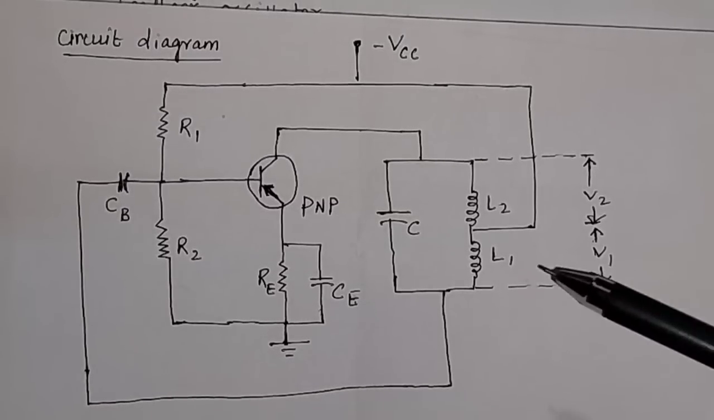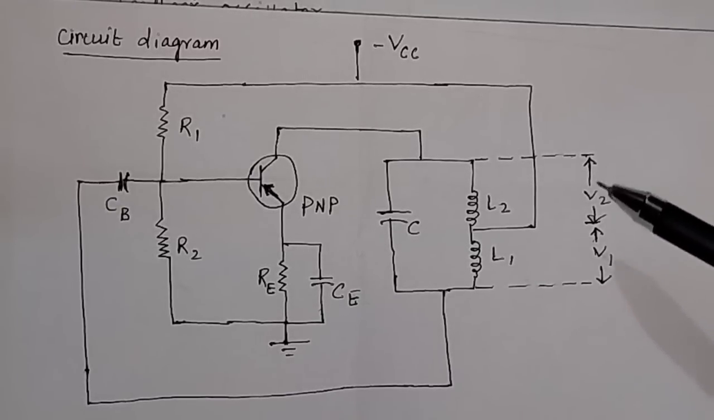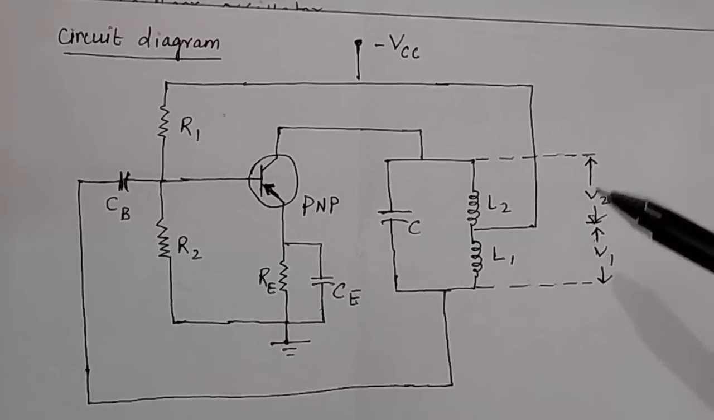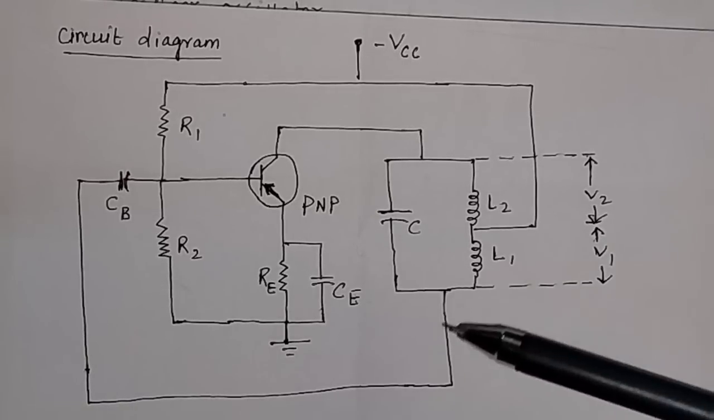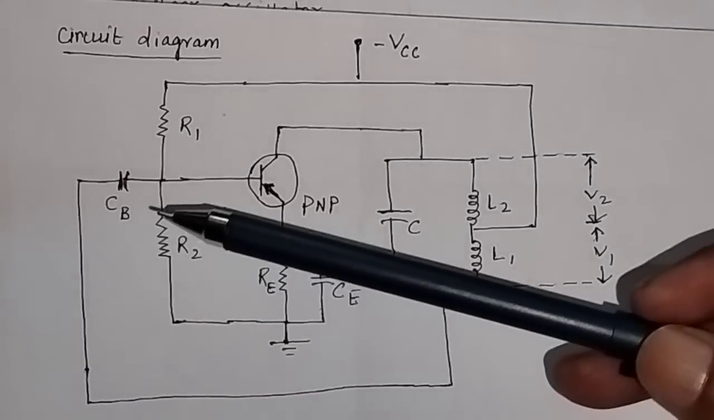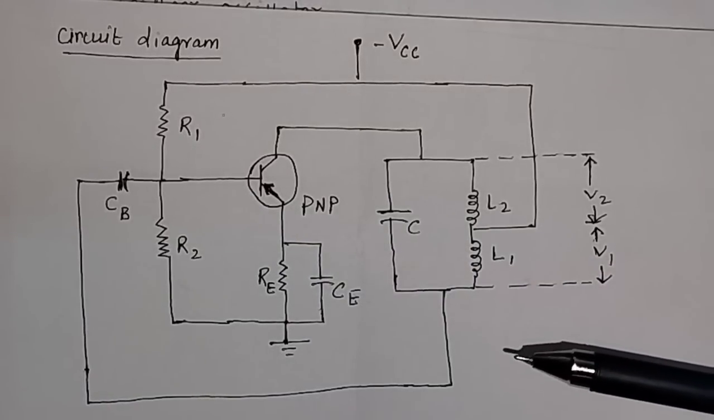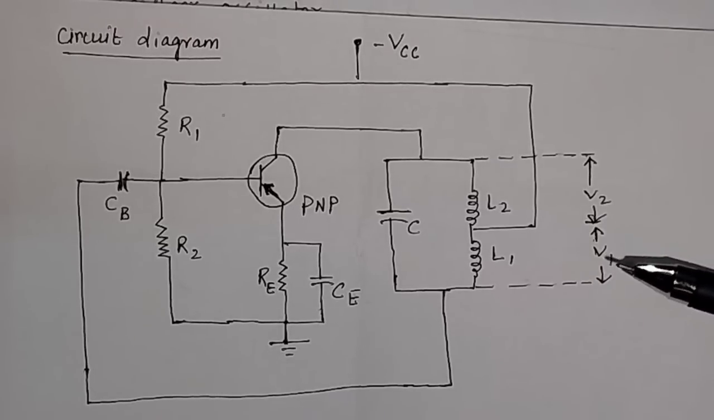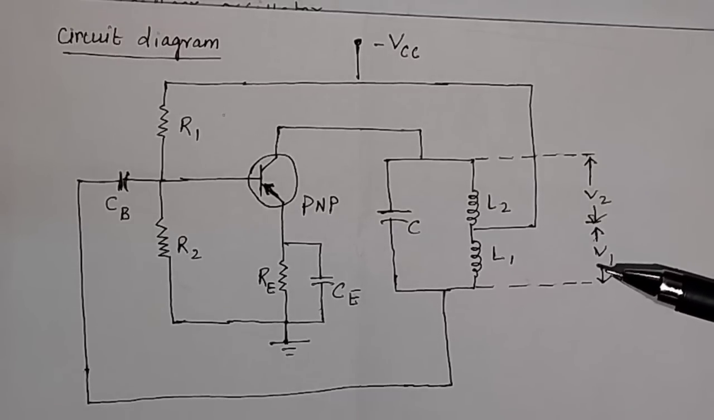You see in the circuit diagram, you have two voltages. One is your V1, another one is your V2. And the output voltage is V1 plus V2. A fraction of the output voltage, that is V1, is again fed to the input. When it is fed to the input, it is called positive feedback. So V1 is your feedback voltage, and the feedback voltage is a part of the output voltage V1 plus V2.